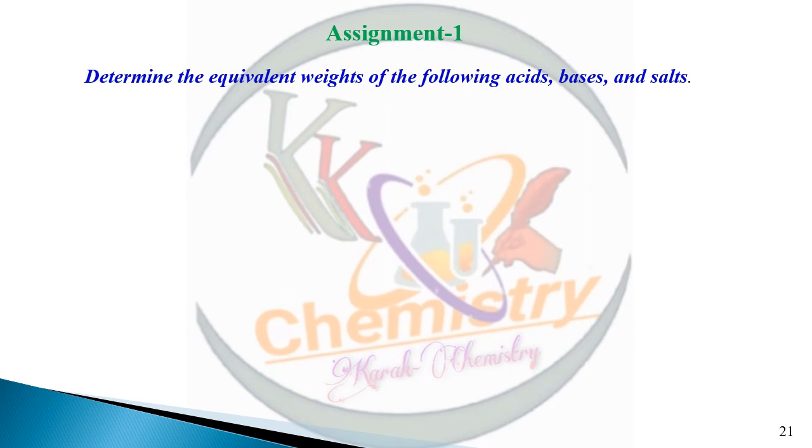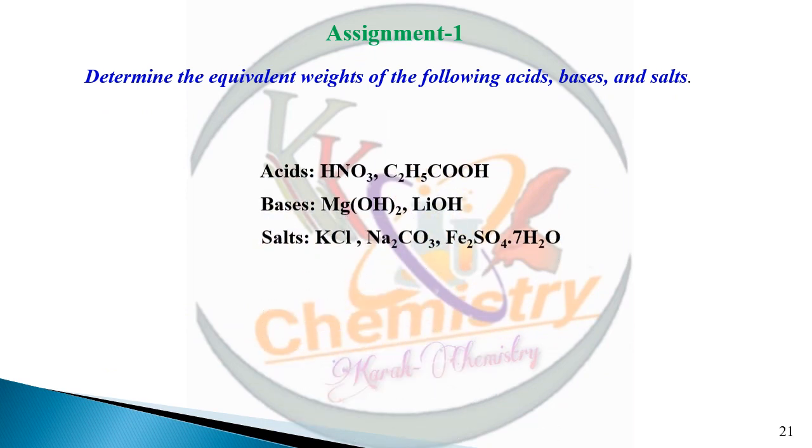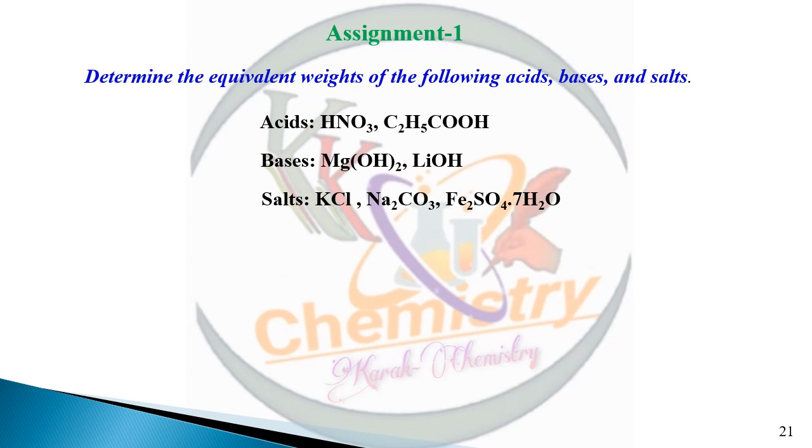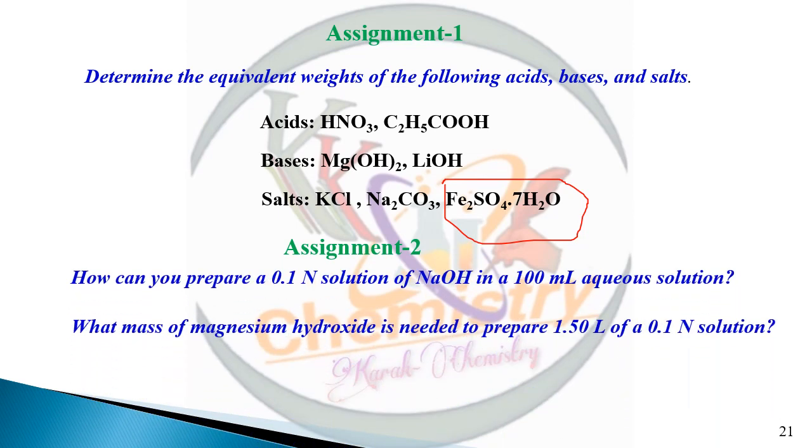Assignment: please do these assignments and reply in the comments. Calculate the equivalent weight for these acids, bases and salts, specifically iron sulfate and potassium alum heptahydrate. Assignment number 2: how can you prepare a 0.1 normal solution of NaOH in 100 ml aqueous solution? The second one is: what mass of magnesium hydroxide is needed to prepare 1.50 liters of a 0.1 normal solution?